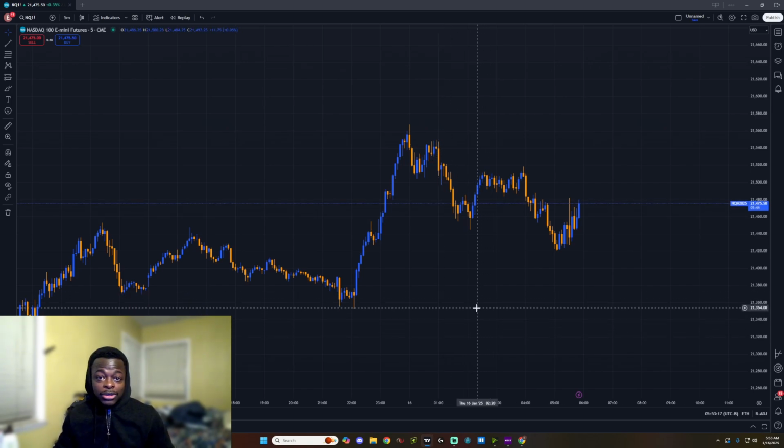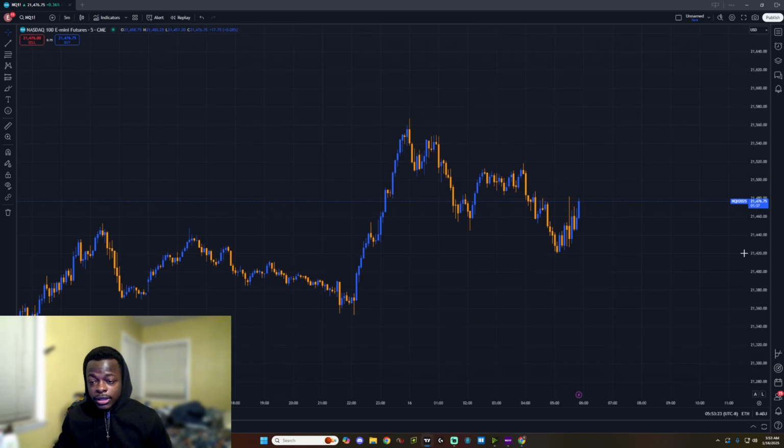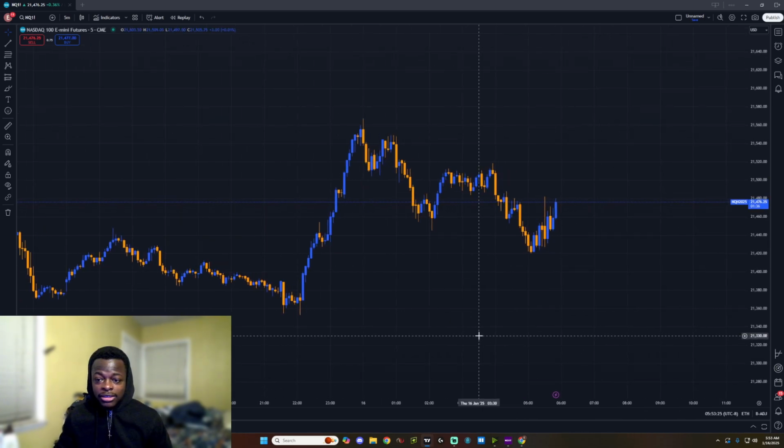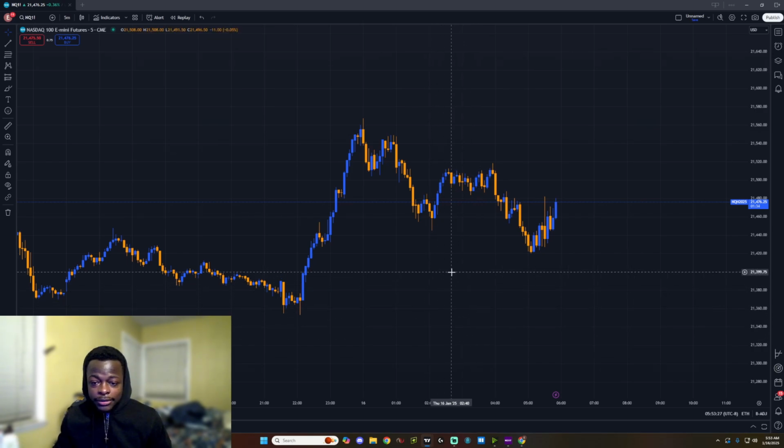And this is really for those who don't really know how to draw key levels or tend to overcomplicate how to draw key levels. It's very simple, very easy to do. So I thought, why not share it?